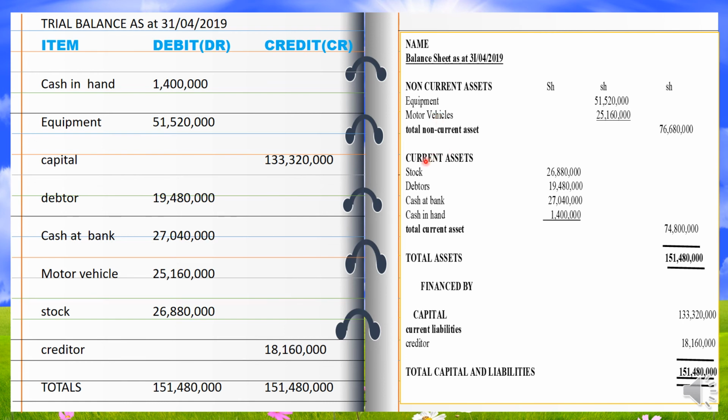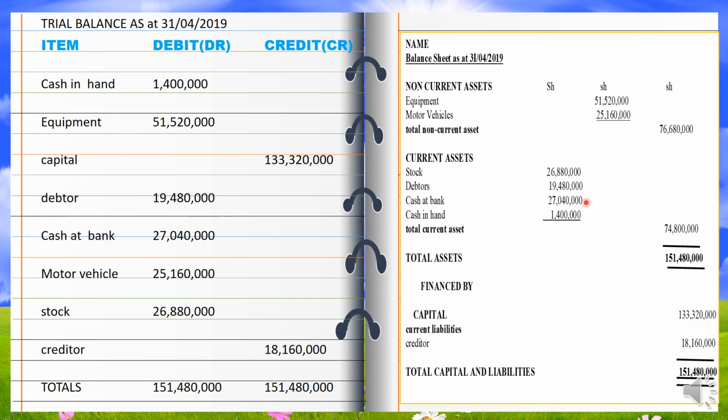And then we go to our current assets. Where are our current assets? We have the stock. The stock is there with us. We also have the debtors. The debtors is also there with us. We have the debtors, or our credit customers. We also have the cash at bank. We are extracting our balances from our trial balance. So we have the cash in hand. Cash in hand is there.